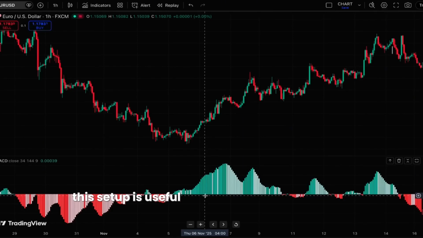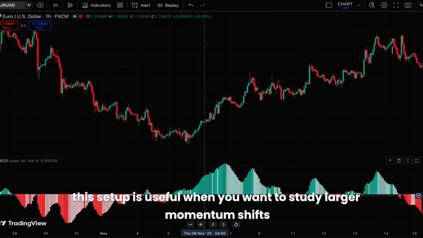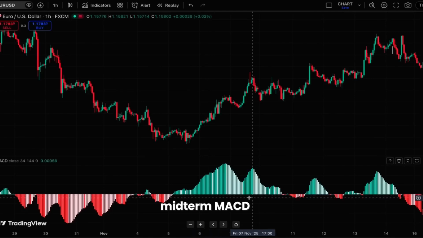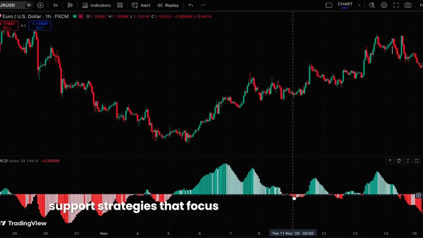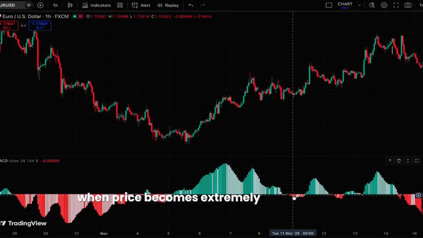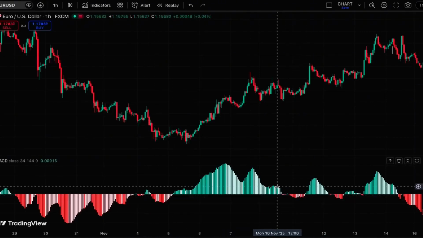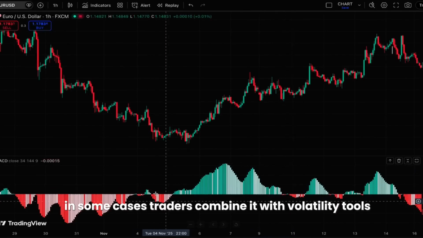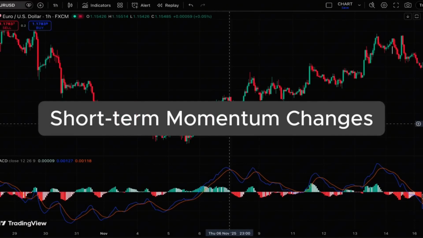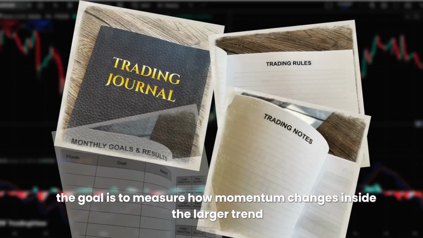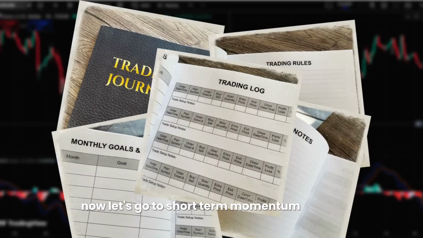This setup is useful when you want to study larger momentum shifts without making the indicator too fast. Mid-term MACD can support strategies that focus on deep pullbacks in a trend. It can also be useful when price becomes extremely overbought in a downtrend or extremely oversold in an uptrend. In some cases, traders combine it with volatility tools or use it in reversal strategies. The goal is to measure how momentum changes inside the larger trend. Now let's go to short-term momentum changes.